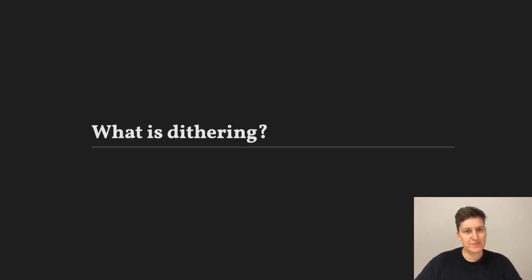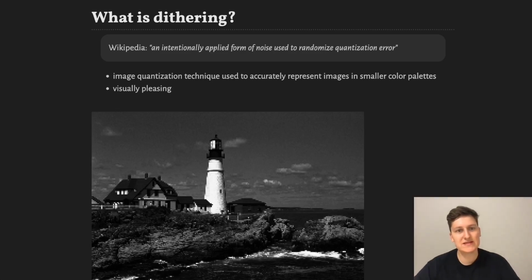So what is dithering? Wikipedia tells us dithering is an intentionally applied form of noise used to randomize quantization error. In more simple terms, it's an image quantization technique used to represent images in much smaller color palettes. And typically, it's very visually pleasing.